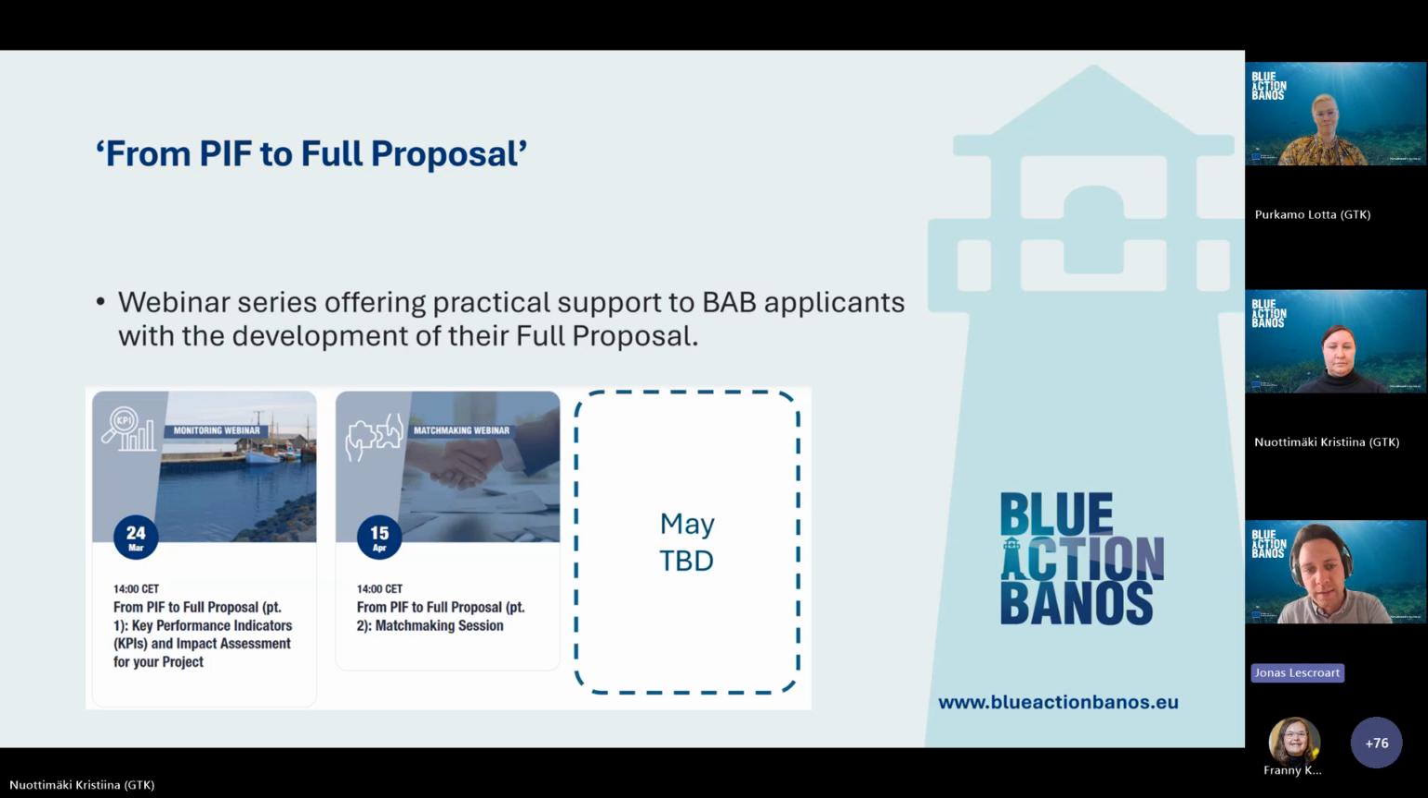We have another webinar planned on the 15th of April, which will be a matchmaking session. So we will give the floor to different consortia who are still looking for one or more partners to include in their consortium. And we will also allow individual entities to present themselves so that maybe they can join an existing consortium. And then we will facilitate matchmaking between consortia and other organizations that might still want to join a consortium. And then we have a third and potentially fourth webinar planned in May. The topic is still to be decided.